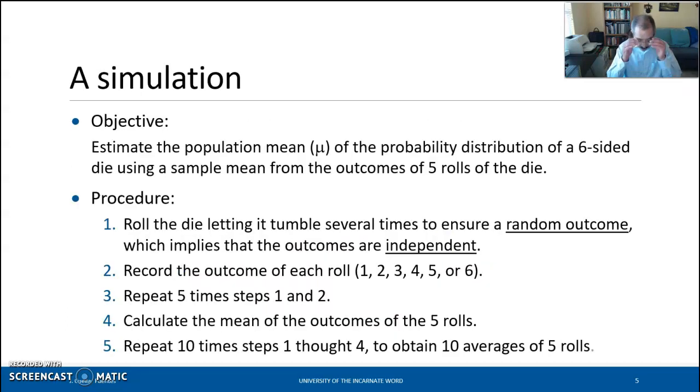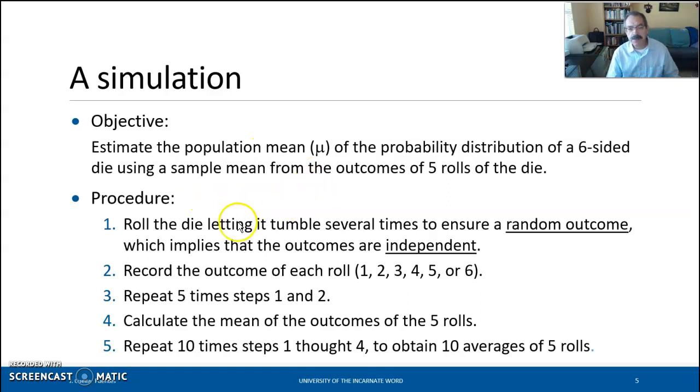Now, typically whenever we have an in-person class, I pass out six-sided dice and I pair you in groups of 2. Then one rolls a die and another one records the outcomes. The objective of this simulation is to estimate the population mean of this distribution of a six-sided die using a sample mean from rolling the die 5 times.